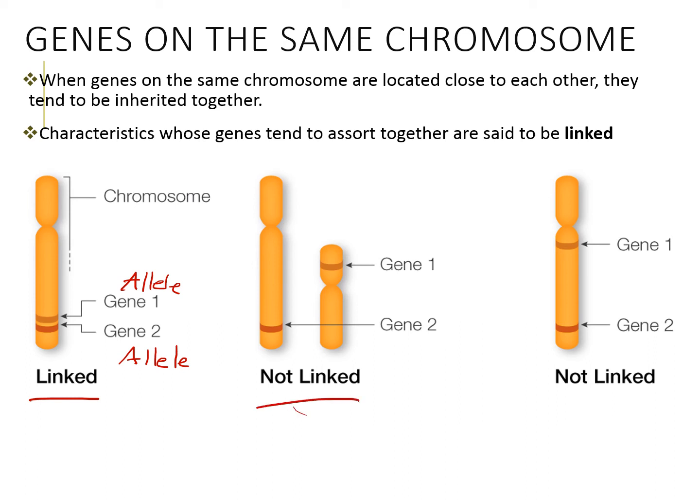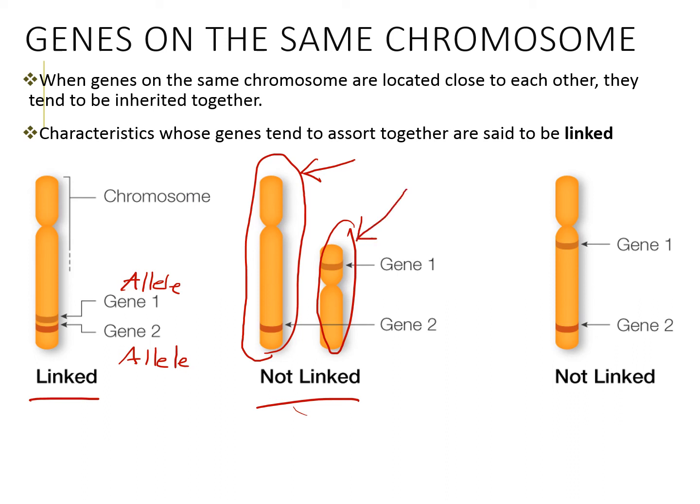Not linked would be gene 1 on a separate chromosome here, and gene 2 on a separate chromosome. So these will independently assort. Whether or not a gamete receives this large chromosome is independent of whether or not it receives this small chromosome. Independent means they have nothing to do with each other, right? For example, if I go to the supermarket tomorrow, that is independent of whether or not you go to the supermarket tomorrow, unless, of course, you're stalking me.